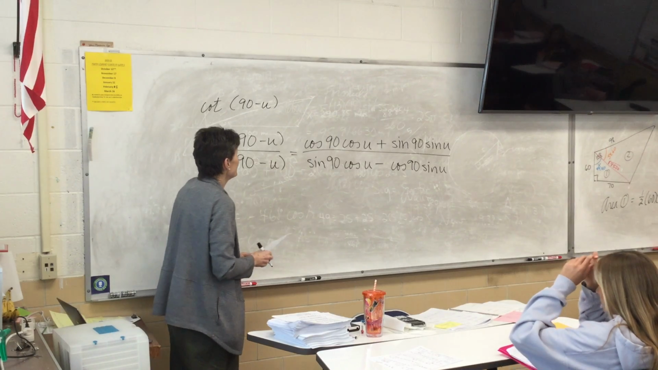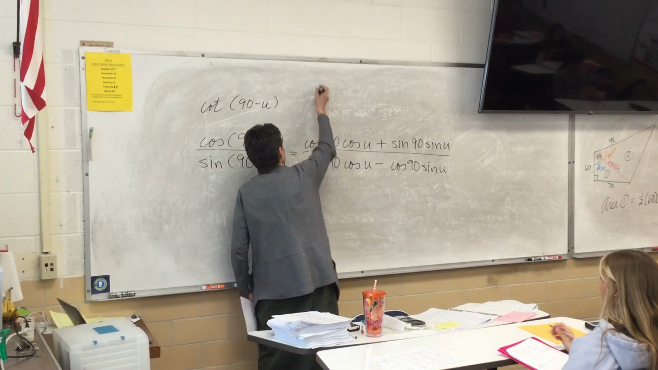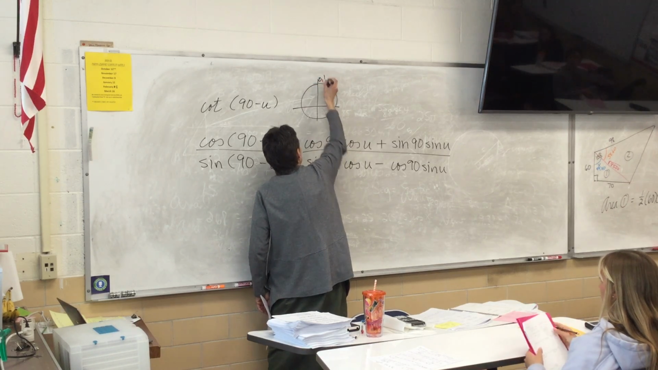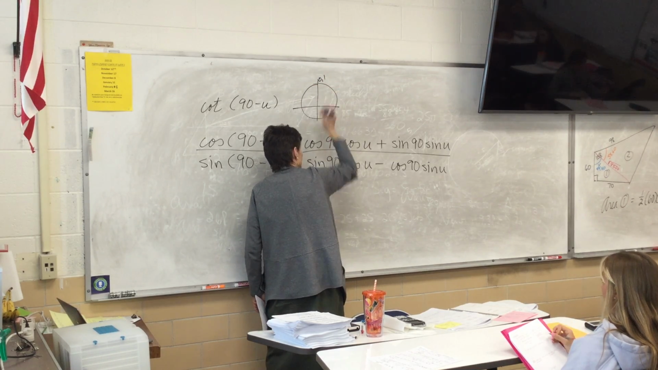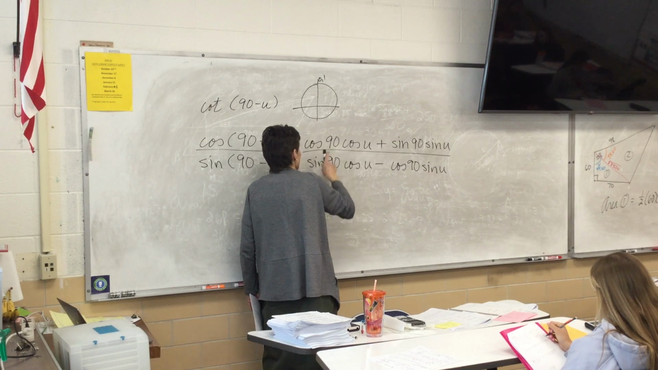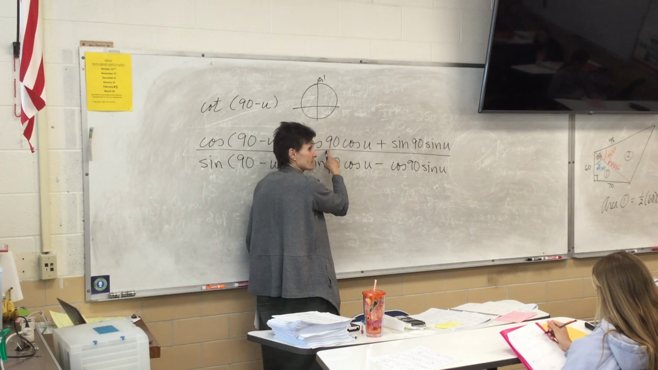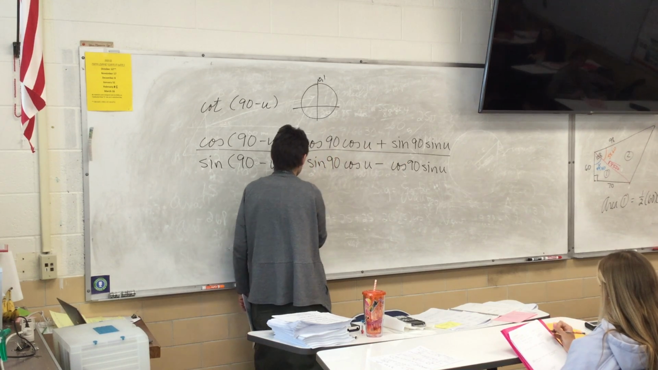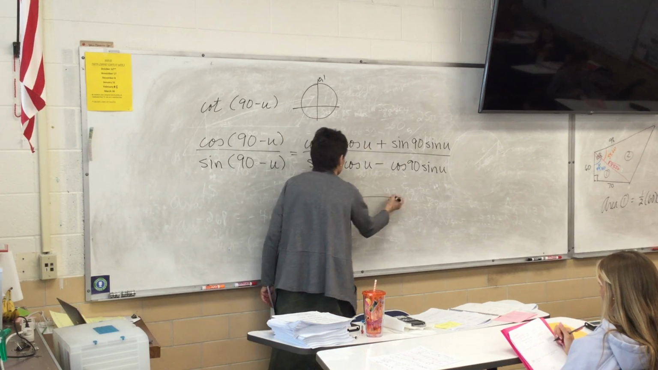Okay. Now, let's go back to our unit circle. This is where we were the other day. And we're up here at 90. There's 90. Cosine is x, and sine is y. So what happens when I plug that in? What do I have here?